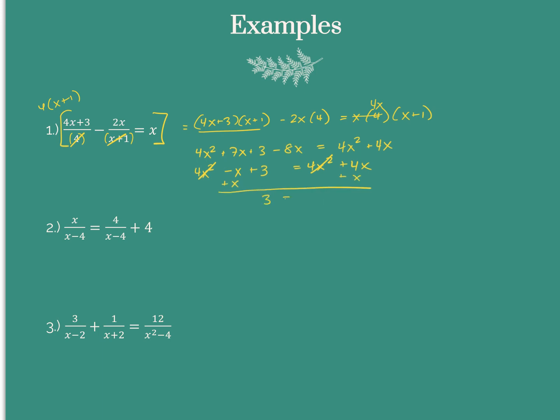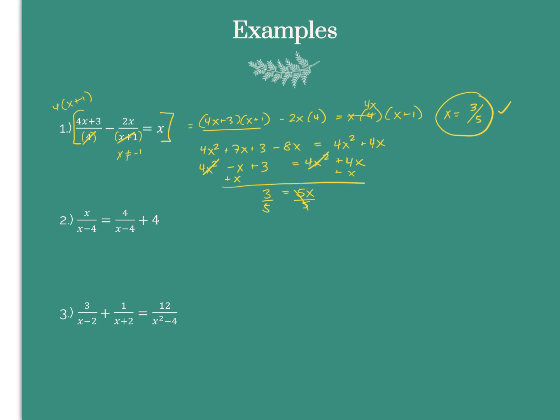So I'm going to get 3 equals 4x plus 1x, so it equals 5x. And if I divide both sides by 5, I'm going to get that x equals 3/5. Now the only thing I have to do here is make sure that that's not an extraneous solution. And when I look here, the only thing that x cannot equal would be -1. And so this is a valid solution. It's okay. So that's problem number 1.